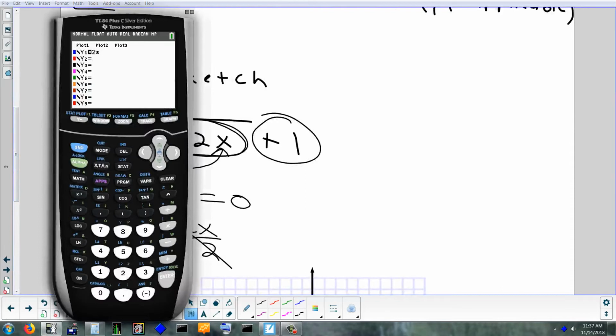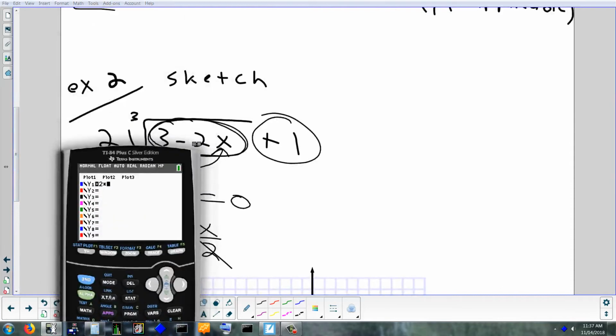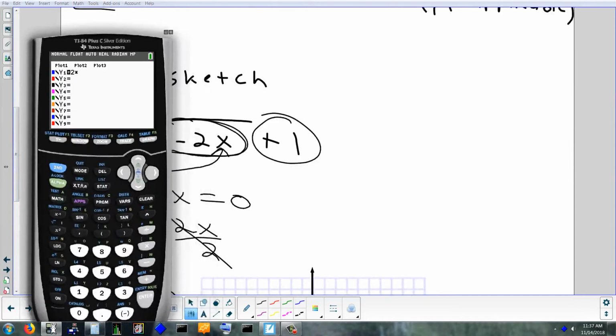2 times, and there actually is a button for cube root. So the only roots on the calculator that have direct buttons are cube root and square root. And if you go to math, the fourth option down is a built-in cube root button. Any other root, you've got to do it the way I showed you earlier, though.